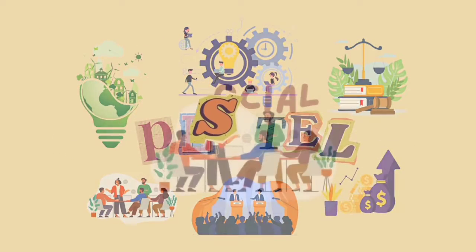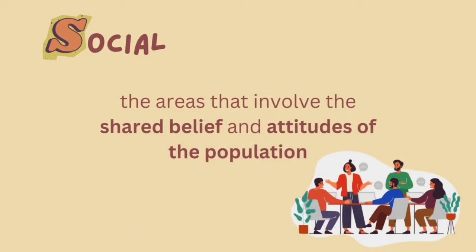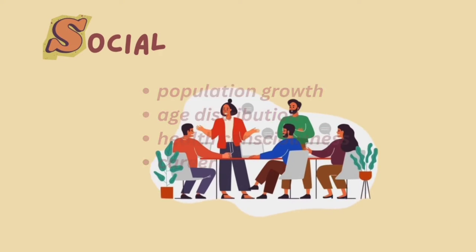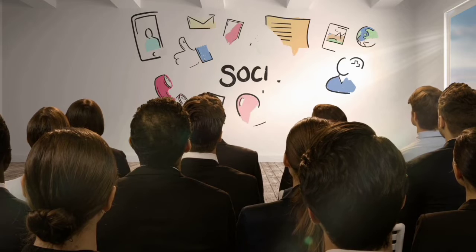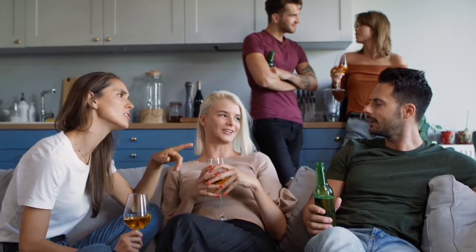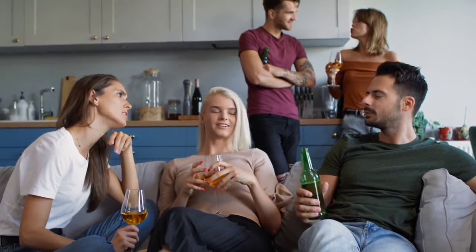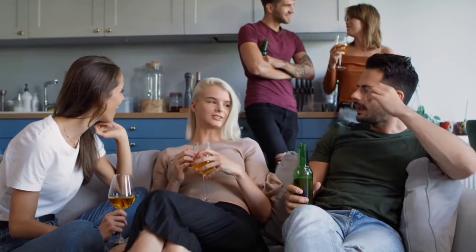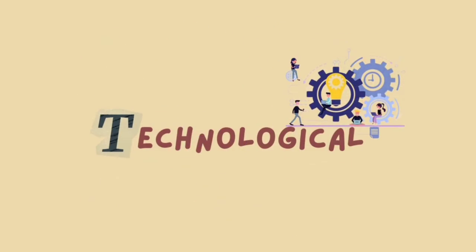Next is social. Social factors, also known as socio-cultural factors, are the areas that involve the shared beliefs and attitudes of the population. These factors include population growth, age distribution, health consciousness, and career. Social factors tend to be more difficult to quantify than economic ones. They refer to shifts or evolutions in the ways that stakeholders approach life and leisure, which in turn can impact commercial activity. Next is technological factors.